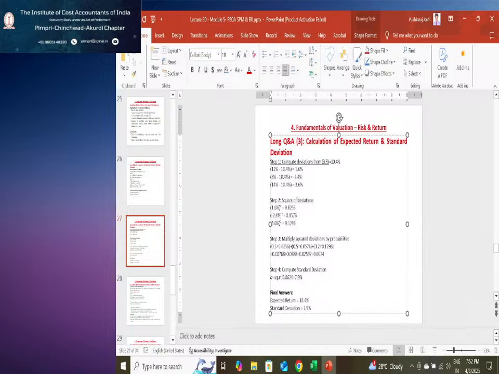Third is to multiply the squared deviations by probabilities. I am just structuring it a bit so as to make it more understandable. And in step 4, compute the standard deviation. So the standard deviation is equal to the square root of 0.0624, which is arrived at in step 3, and that comes to 7.9%. So in a way, the final answers are the expected return of 10.4%, which is given here, and the standard deviation of 7.9%. This is how the calculation of expected return and standard deviation is done.